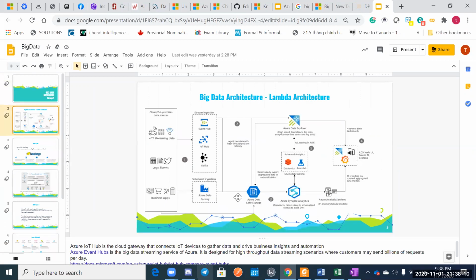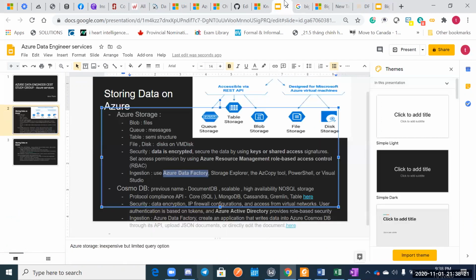Okay, so remember Azure Data Factory. It's like a factory where you process the data. It's for data ingestion, it's for orchestration, and it's a drag and drop tool. I'll repeat and talk about it more and more so that you guys can remember this keyword. And you have other options like Storage Explorer, AzCopy tools, PowerShell, Visual Studio. These are all standard tools to load the data.